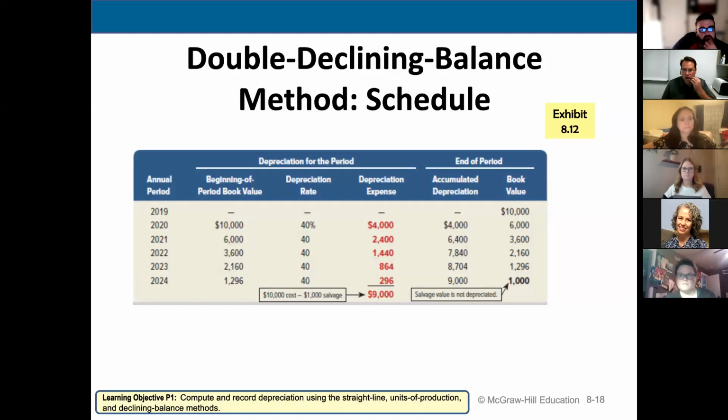Yes, sir. Sorry to interrupt. So is it always just 100% divided by whatever the year is? So let's say if it's 6 years, so it's 100% divided by 6 will give us our percentage? Yep. It's always 100% divided by the number of years in the asset's useful life to find the straight line rate. Thank you.